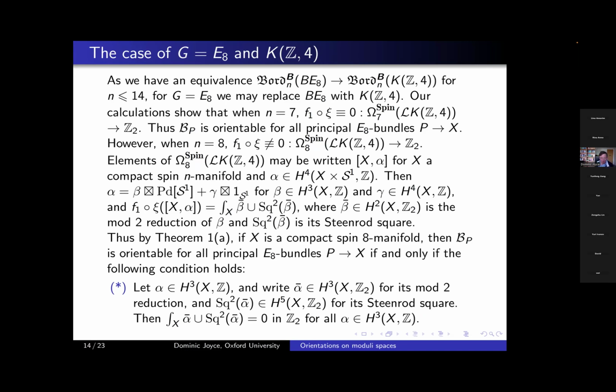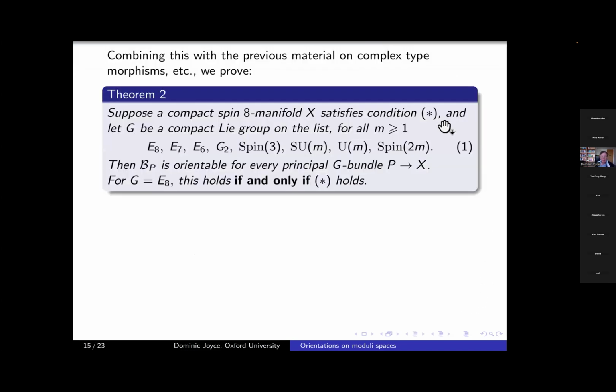Okay, so combining this with our material on complex type morphisms and so on, we see that if a compact spin 8-manifold satisfies condition star, and G is a compact Lie group on this list, then BP is orientable for every principal G-bundle P. So that's a sufficient condition for orientability. When G is E8, it's both necessary and sufficient.